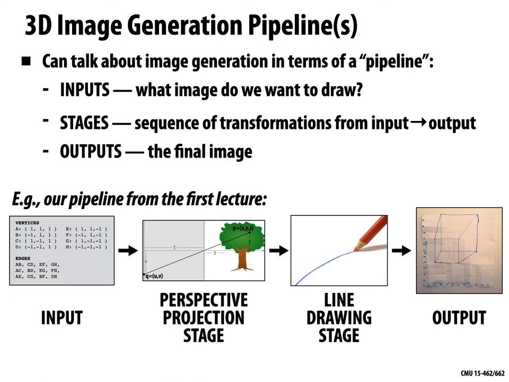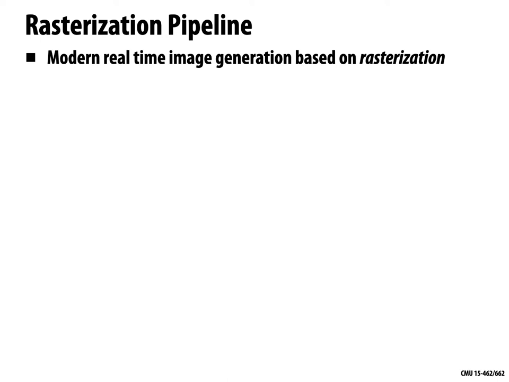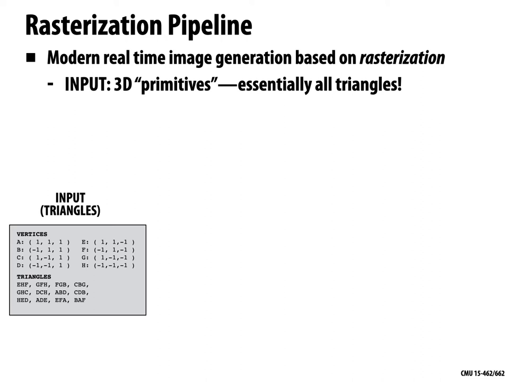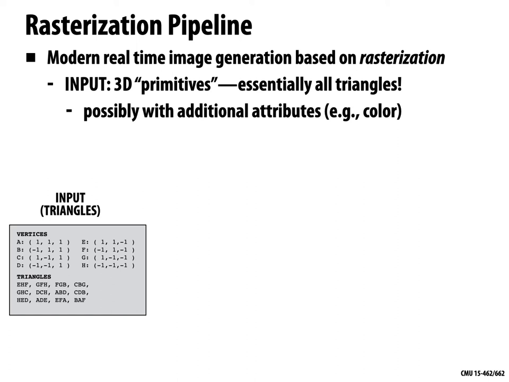So what we want to build up is the rasterization pipeline. Modern image generation is based on this technique of rasterization. And the basic input to our pipeline, instead of points and edges, is essentially just going to be points and triangles. Everything we ever want to draw actually is going to be just points and triangles, but possibly with additional attributes. So instead of just knowing the locations of vertices in space, we might have additional data, like we might know the color of each vertex, or we might have something called a texture coordinate, which we'll talk about a lot later.